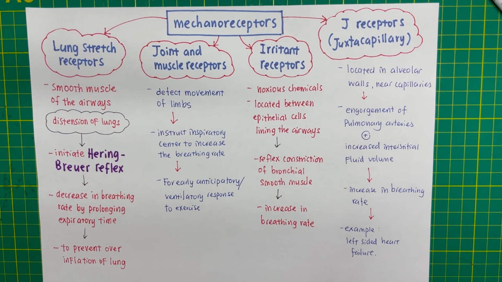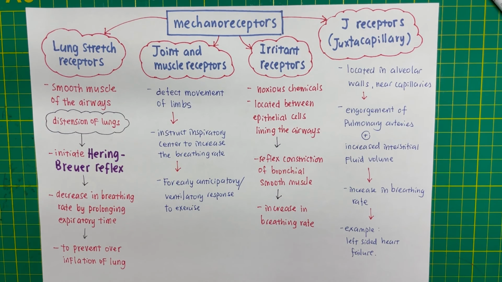The second mechanoreceptor is the joint and muscle receptor. It will detect movement of the limbs during exercise, and then instruct the inspiratory center to increase the breathing rate. So it is actually for an early anticipatory ventilatory response to exercise. Next, the irritant receptors are located between the epithelial cells lining the airway. They will cause constriction of bronchial smooth muscle, and subsequently an increase in breathing rate.